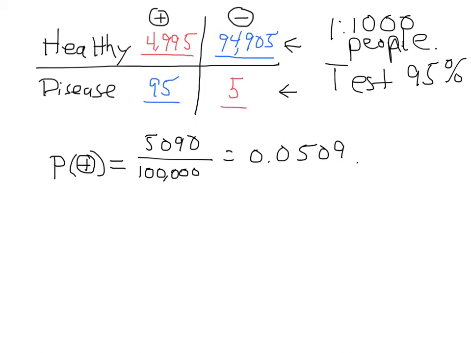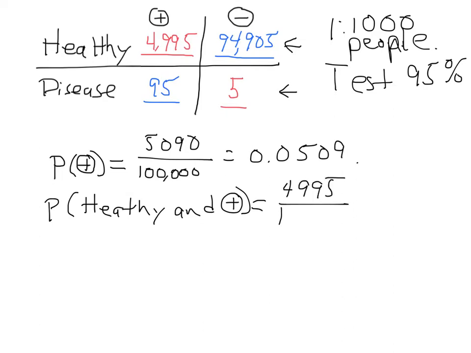Okay, so what is the probability that we are healthy and test positive? Well, how many of that is there, right? There are the 4,995 people. We started out with 100,000 people. So that comes out to be a probability of 0.04995.